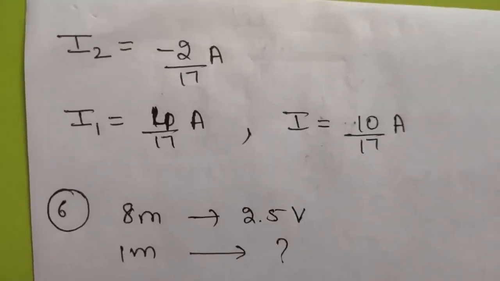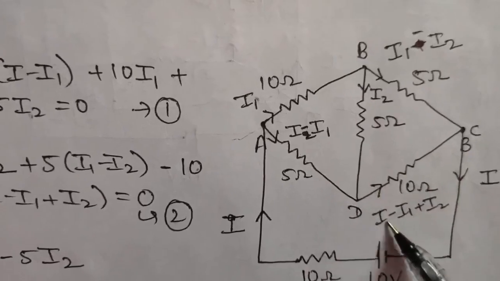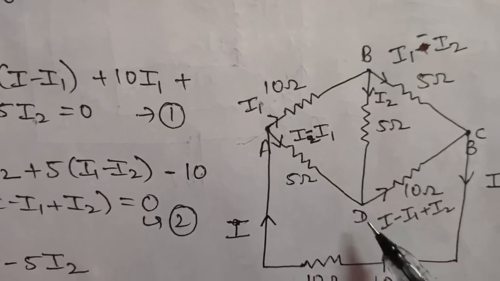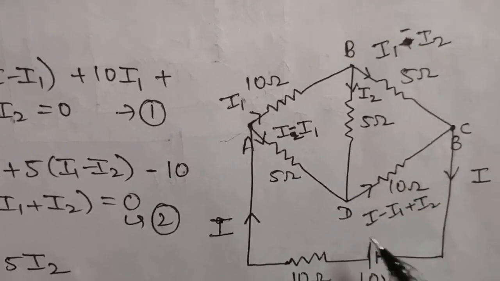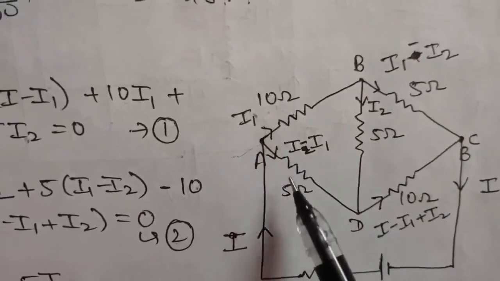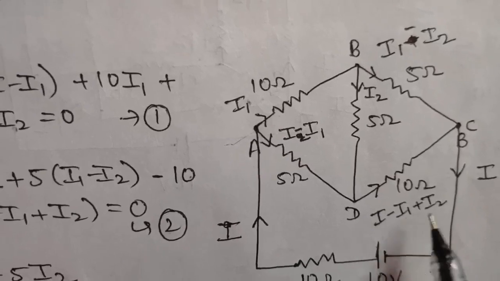For example, in arm DC, the current is I minus I1 plus I2. Now you know the values of all three. Just calculate IDC, that is the current in the DC branch, put in the values, and you will get the current in the DC branch. Similarly, calculate the current in all the branches. I have told you the values of I, I1 and I2.